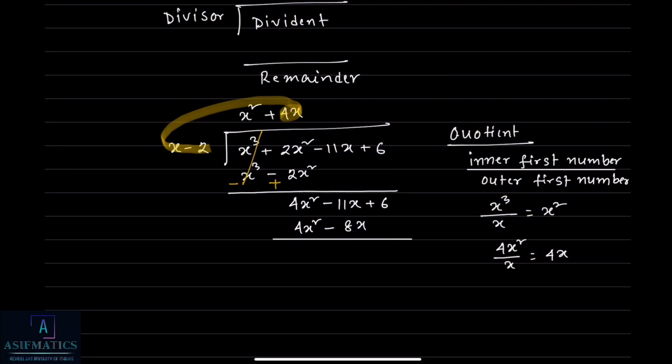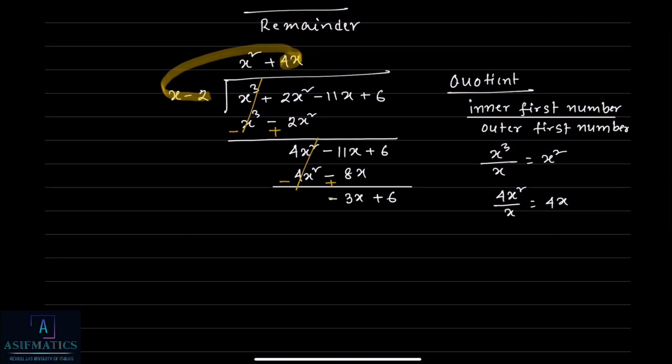Now we change the sign, minus to plus. So this is out, and we can write minus 11x plus 8x is minus 3x, and we have 6, so that is minus 3x plus 6. We repeat the process again. Our inner first number is minus 3x, divided by the outer first number x, which is minus 3. This is our third quotient, so you can write minus 3 here.